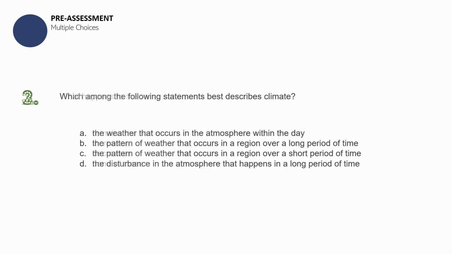Question number 3. Which among the following statements best describes climate? A, the weather that occurs in the atmosphere within the day. B, the pattern of weather that occurs in a region over a long period of time. C, the pattern of weather that occurs in a region over a short period of time. Or D, the disturbance in the atmosphere that happens in a long period of time?